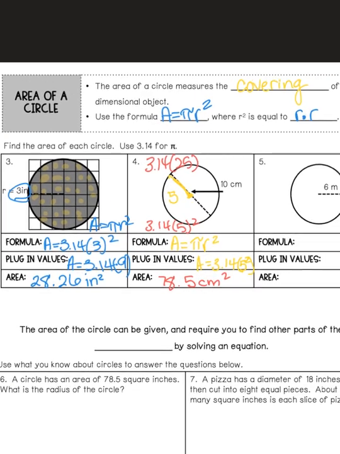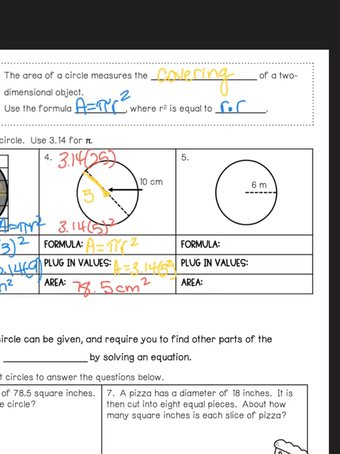Okay, let's look at this next one. Number 5. This one gives us our radius. And so the formula is A equals pi r squared. So that means I'm going to do A equals 3.14 times 6 squared, which I happen to know is 36. So you can just do 3.14 times 36 on your calculator. And that's going to get you what? 113.04 square meters.